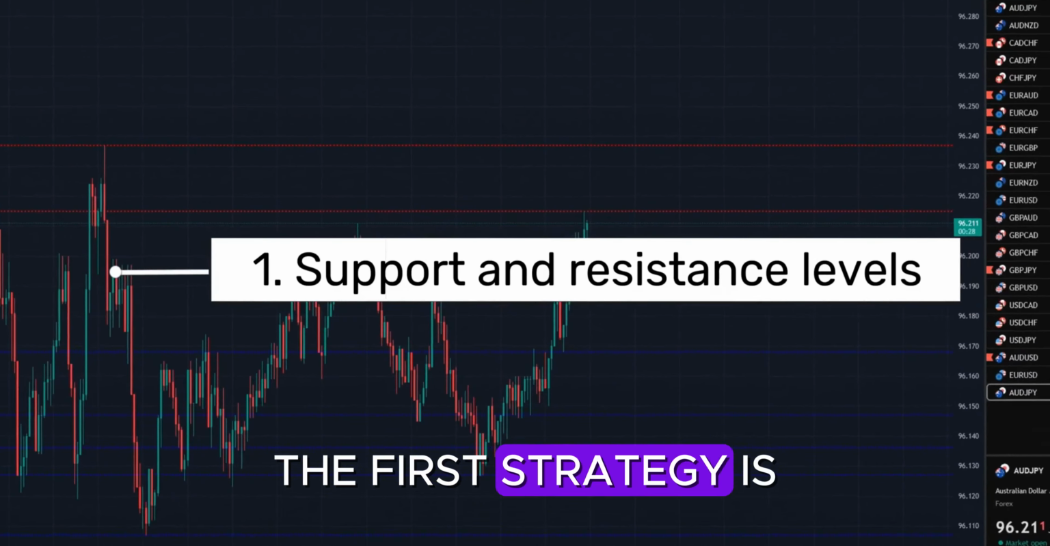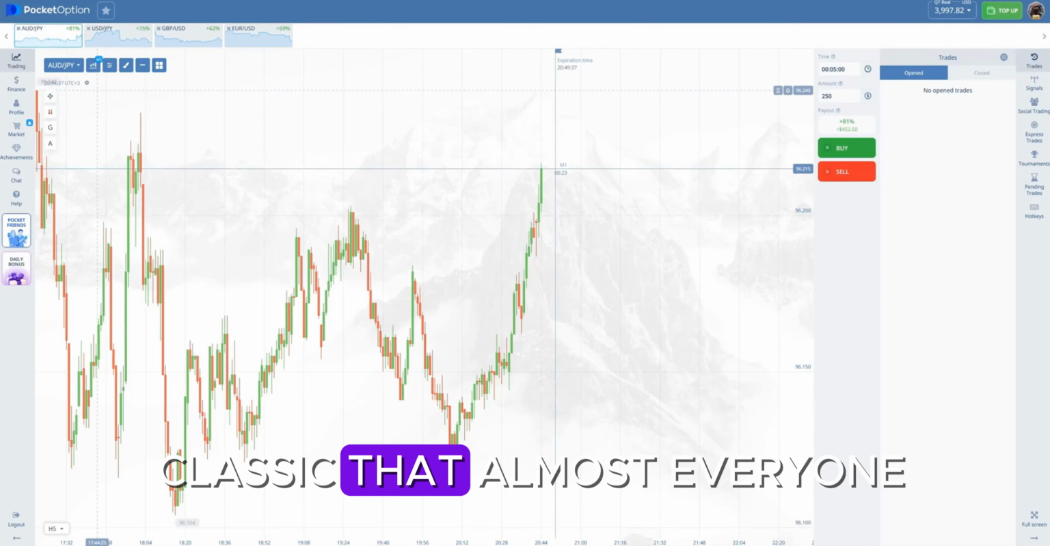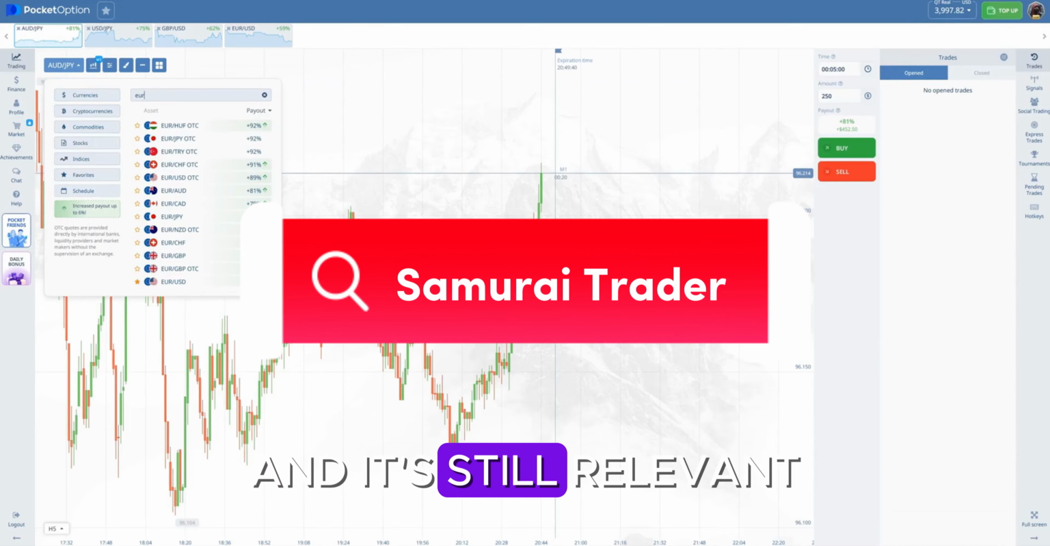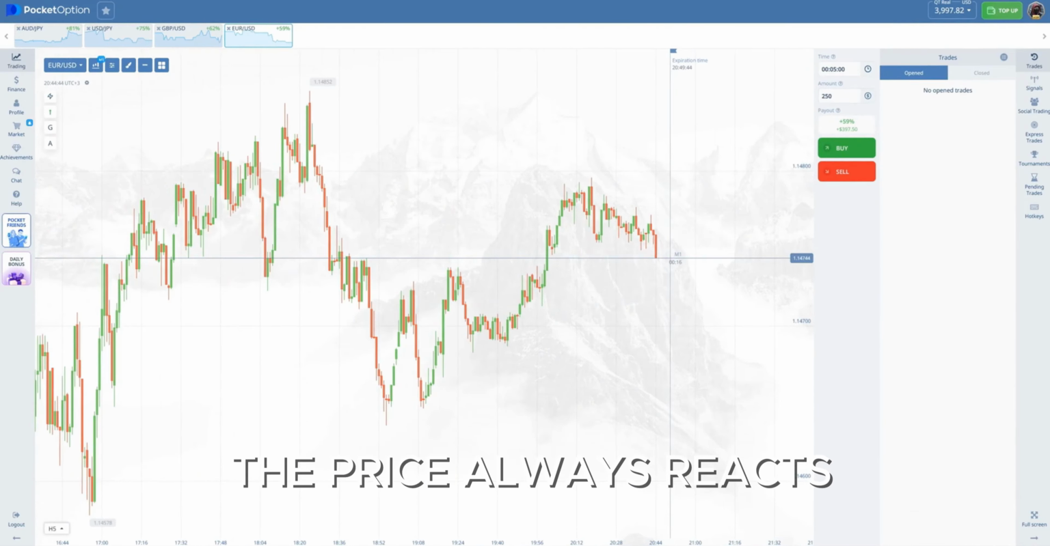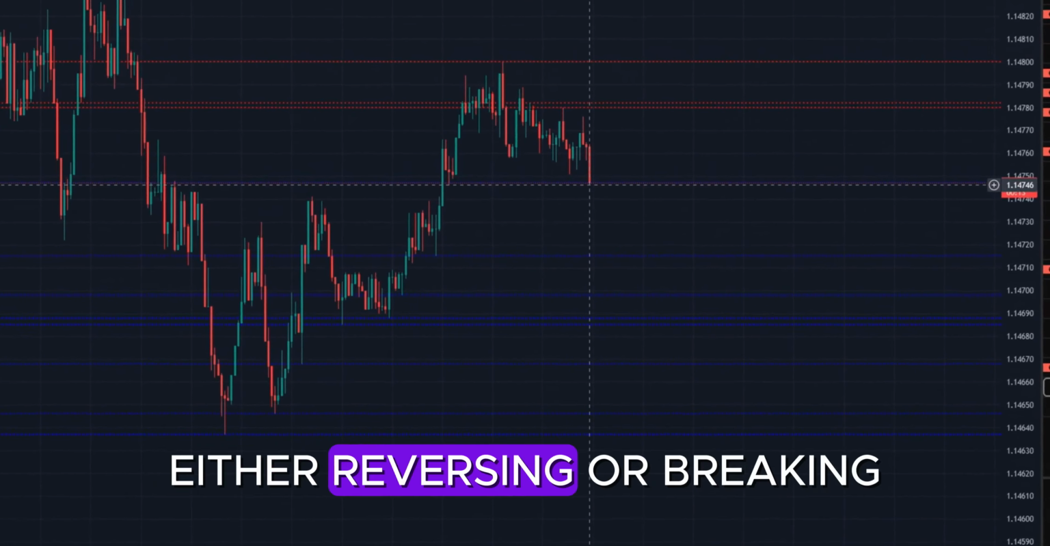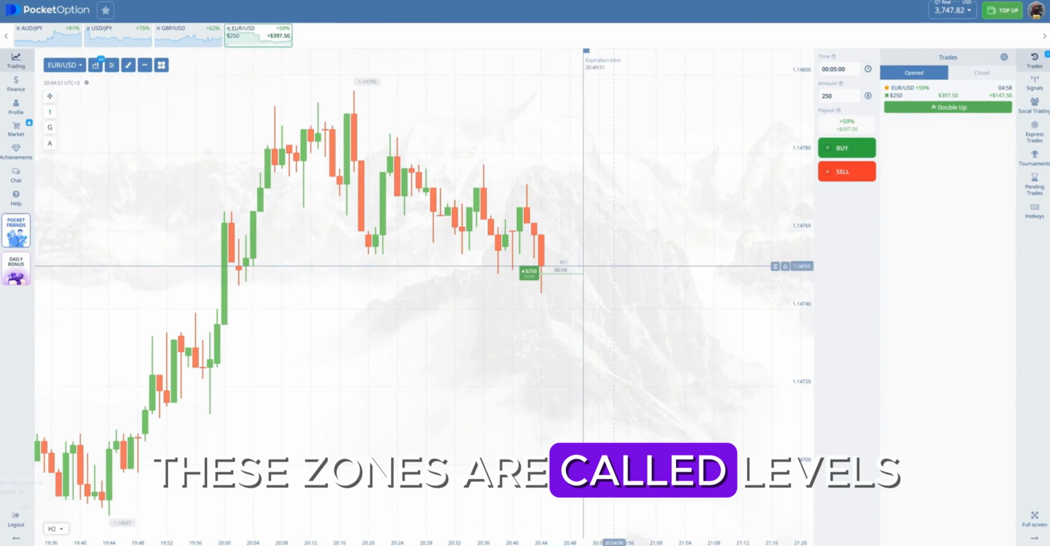The first strategy is trading from support and resistance levels. This is a real classic that almost everyone starts with, and it's still relevant even for professionals. The meaning is simple. The price always reacts to certain zones, either reversing or breaking through them with a strong impulse. These zones are called levels.